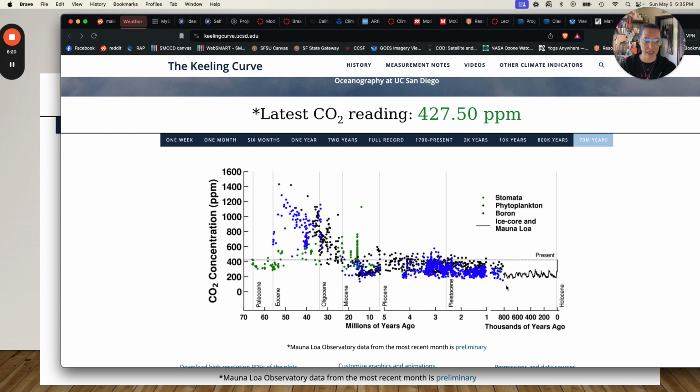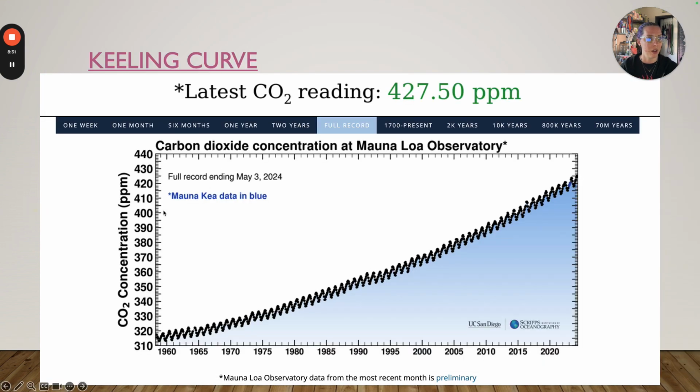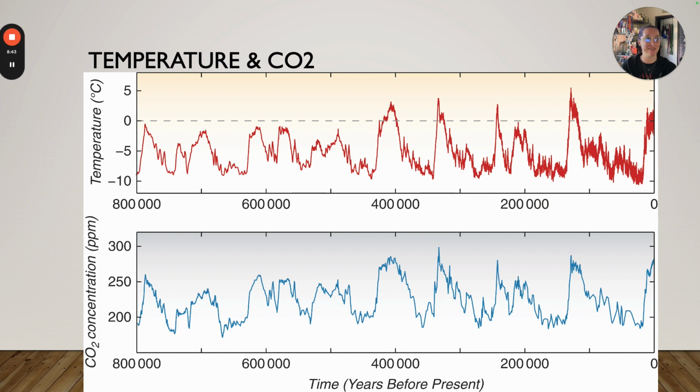But we're getting a really good, comprehensive analysis and idea of CO2 concentrations in our atmosphere a long time ago. So why does that matter? What sort of relationship can we get between CO2 and temperature? Well, the correlation is pretty right on the nose, right?